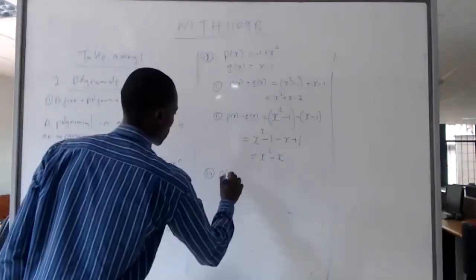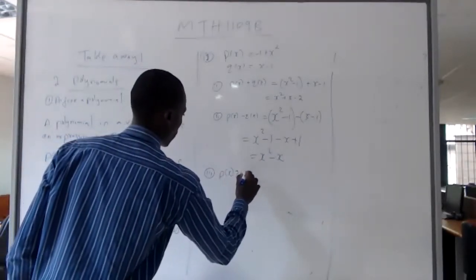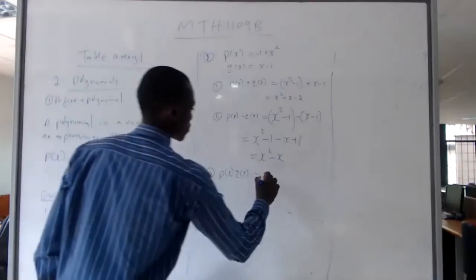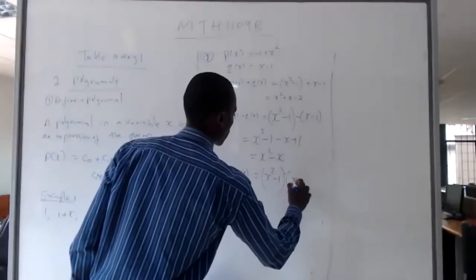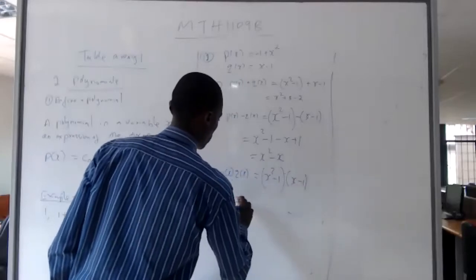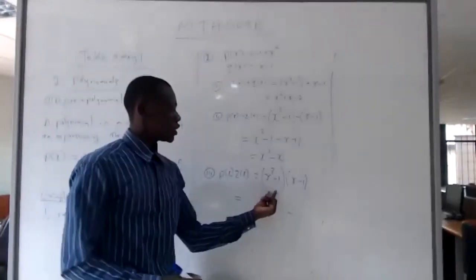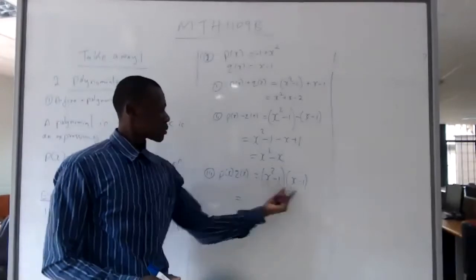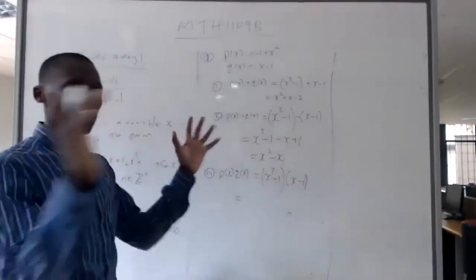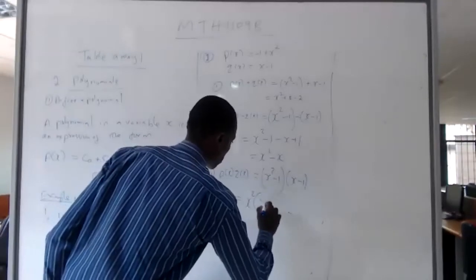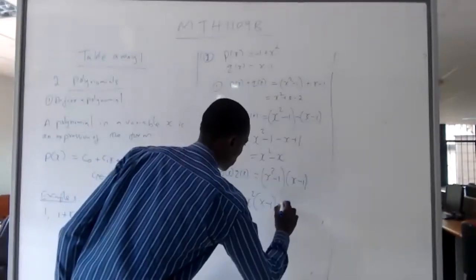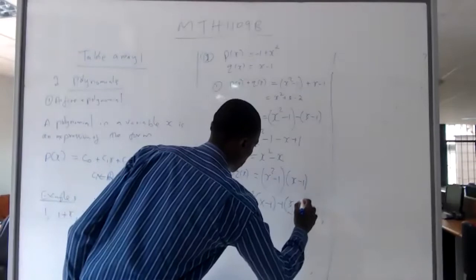Then multiplication. So we have x squared minus 1 times x minus 1. We said you take each component of the first term multiplied by each component of the second term and add up like terms. So we take x squared multiplied by x, minus 1 multiplied by x minus 1.